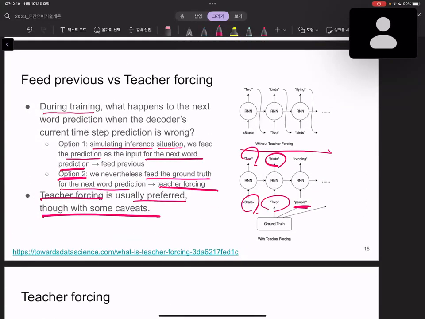자, 그래서 피드 프리비우스와 티처 포싱에 대해서 이야기를 했는데요. RNN을 트레이닝 할 때 이 아웃풋을 다음 스텝의 인풋으로 사용할 수가 있는데, 그렇게 되면 에러가 혹시 초반에 발생하면 그 에러가 끝까지 프로퍼게이션 됩니다. 그게 이제 싫은 거죠. 그래서 티처 포싱이라는 걸 사용합니다. 각 스텝의 인풋은 반드시 그라운드 트루스가 입력이 됩니다. 이것을 우리가 티처 포싱이라고 하고요. 티처 포싱이 좀 더 선호됩니다.